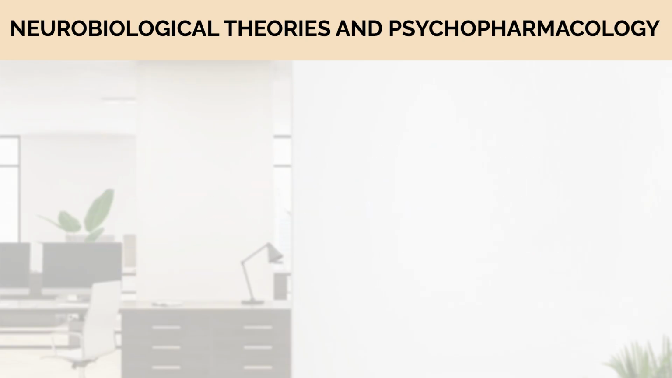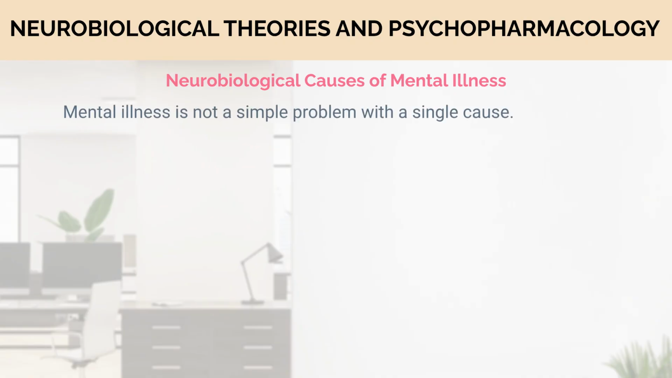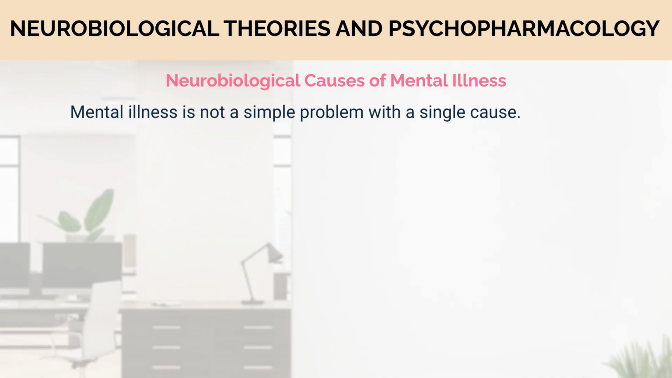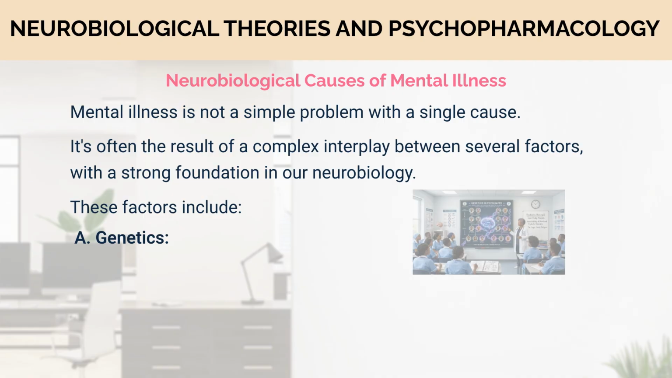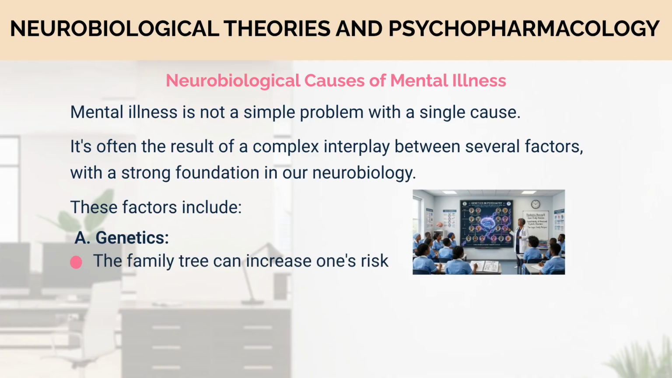We will now start this lesson by exploring the neurobiological causes of mental illness. Mental illness is not a simple problem with a single cause. It's often the result of a complex interplay between several factors with a strong foundation in our neurobiology. These factors include A. Genetics. The family tree can increase one's risk.